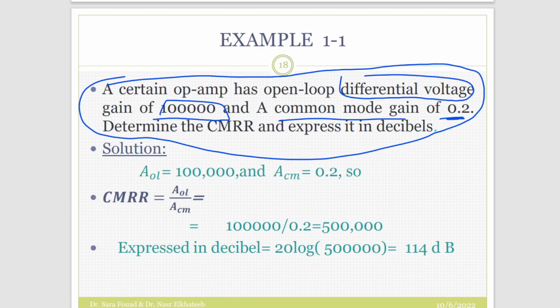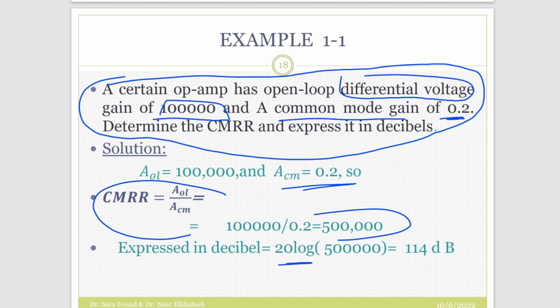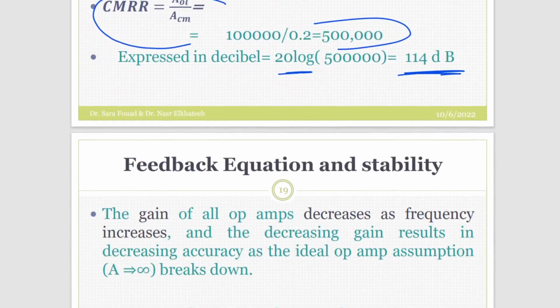We know that the CMRR, the common mode rejection ratio, is the open loop gain divided by the common mode gain. The open loop gain is 100,000 and the common mode gain is 0.2, so the division is going to be 500,000. We need to measure this in decibels, so we express it by taking 20 logarithm of 500,000, which is going to be 114 decibels. So this is the first example.